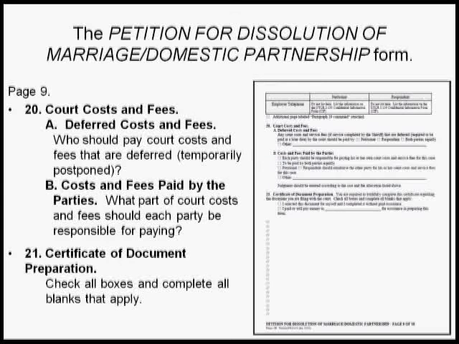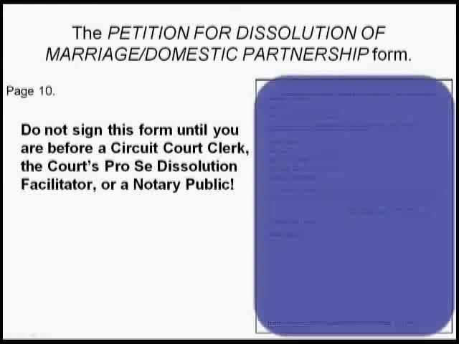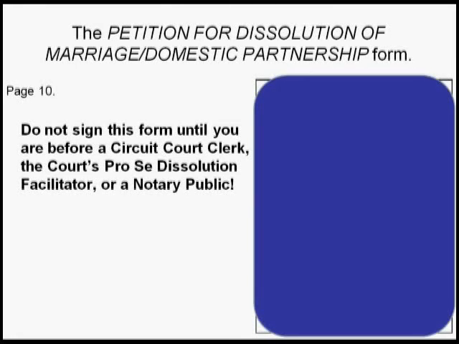21. Certificate of document preparation. Check all boxes and complete all blanks that apply. Page 10. Do not sign this form until you are before a circuit court clerk, the court's pro se dissolution facilitator, or a notary public.